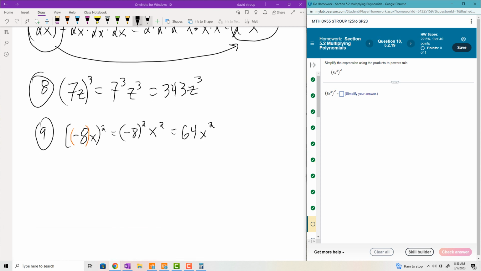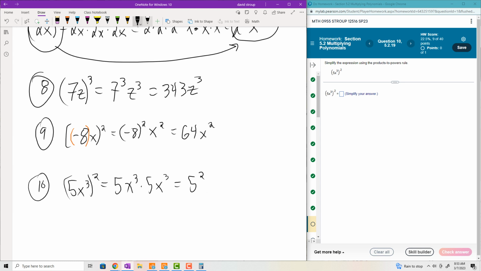Okay, so this is a more general version of what we were just doing. And so it's problem 10. The deal is you have 5x cubed squared. So how do I deal with that? It's going to be 5 x cubed times 5x cubed, which is going to be 5 squared times x to the 3 plus 3, which is 6.